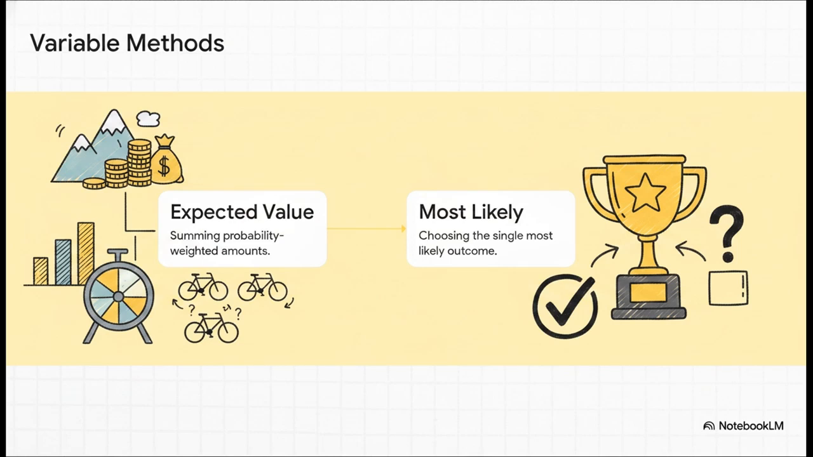For example, say a client is selling 100 bikes at $500 each, but customers have a 30-day right of return. You might use historical data to assign probabilities. Say a 15% chance 0 bikes are returned, a 20% chance 1 is returned, and so on. You calculate the revenue for every scenario and weight it by its probability. The second method is the most likely amount method. If the contract really only has a couple of possible outcomes, like achieving a specific performance bonus or not, you just pick the single most likely outcome.